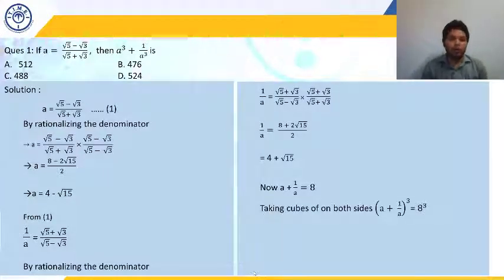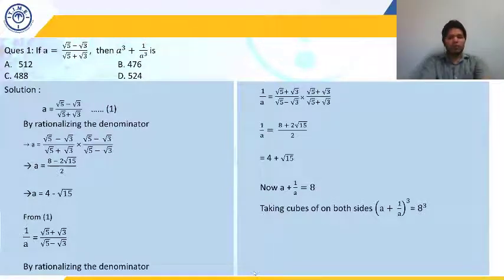Now taking the cube on both sides. Why take the cube on both sides? Because in the question we need to find out the value of a cube plus 1 by a cube. That we will only get, and we have got the value of a plus 1 by a only. Here we need to find out the value of a cube plus 1 by a cube, which is only possible after taking the cube of this expression. So now we have taken the cube of a plus 1 by a.